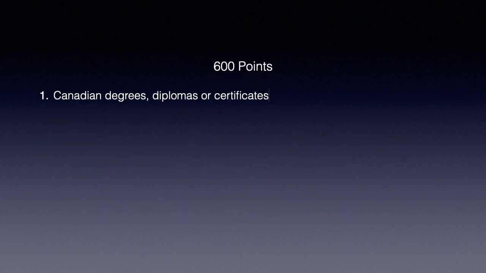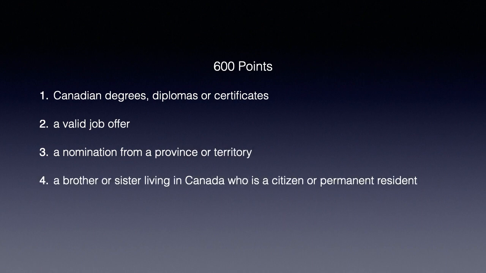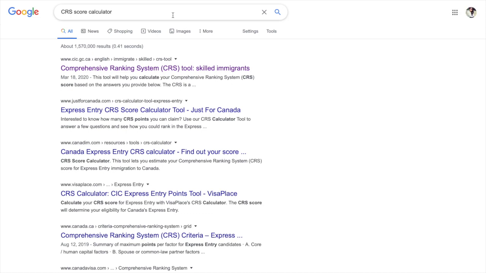Another set of 600 points includes a Canadian degree, diploma or certificate, a valid job offer, a nomination from a province or a territory, a brother or sister living in Canada who is a citizen or permanent resident, and fifth is a strong French language skill. Now let's move ahead and see how you can calculate your score.